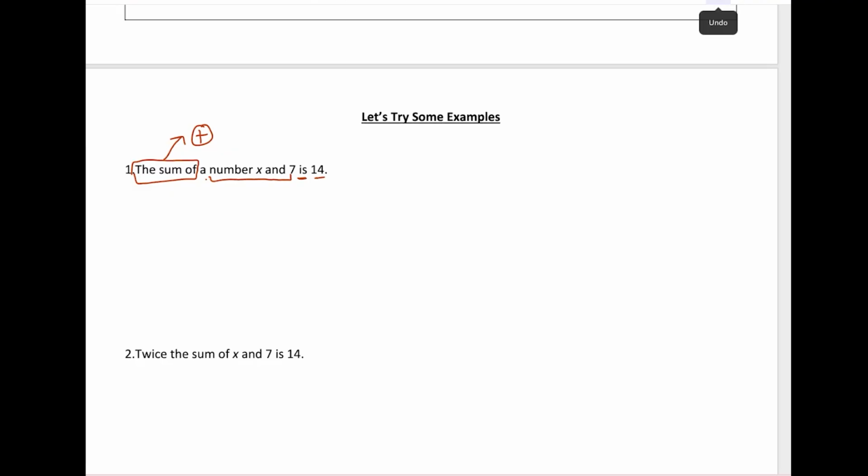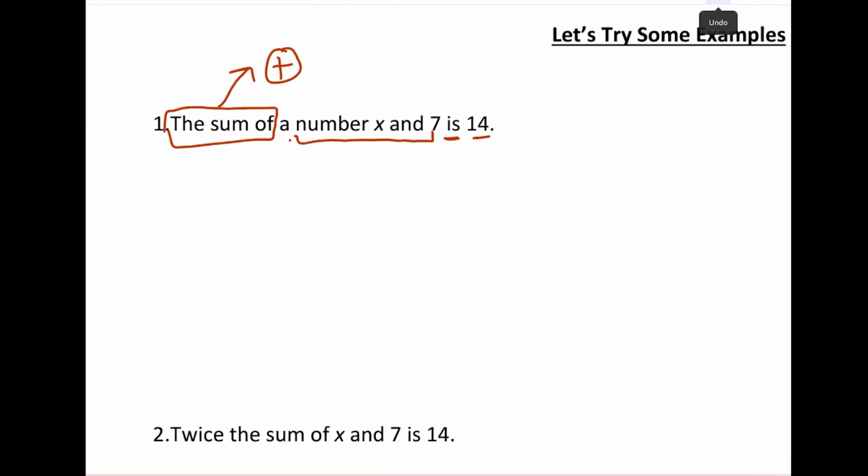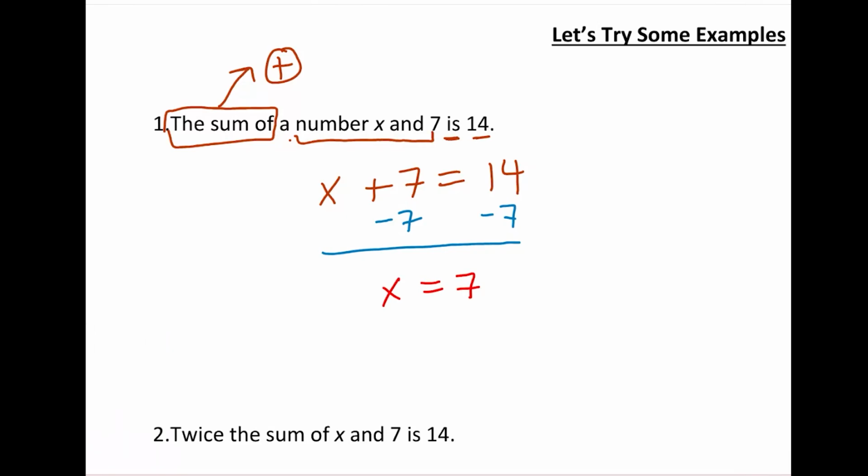So the way that we're going to want to set that up, maybe I'll zoom in here a little bit so you can see that better, is the sum of a number x and 7, so x plus 7 is 14. And so we can solve that. You guys just took a quiz over this, so hopefully the solving is the easy part, and it's the setup that's really the more challenging part. But here you would just subtract 7 from both sides and get x equals 7. That's it.